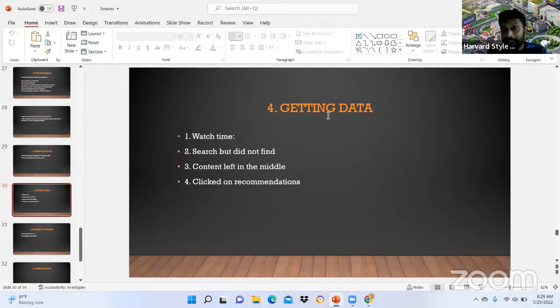What data is needed for that? To reduce the churn rate, the watch time: how much time have they watched, according to this.